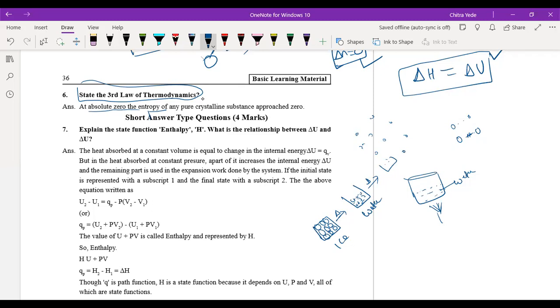So entropy says the randomness of particles. See here, we have increased the temperature, and the randomness of particles has increased. So entropy is nothing but the extent of randomness of particles.